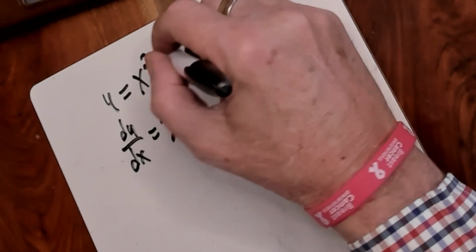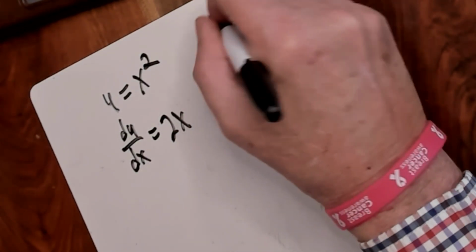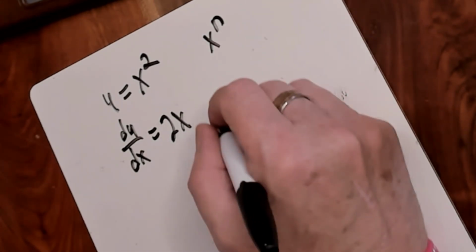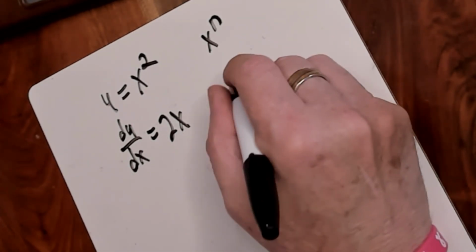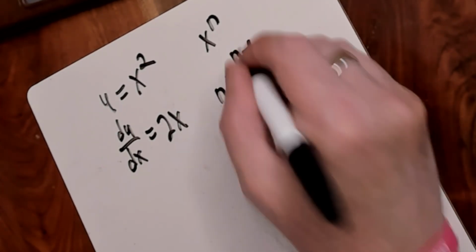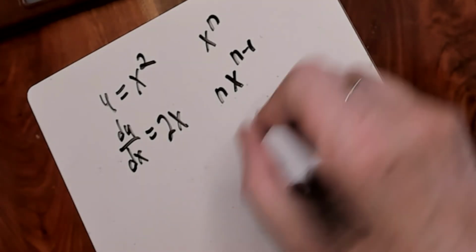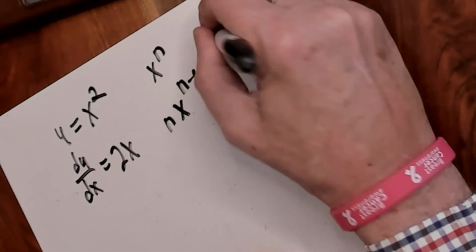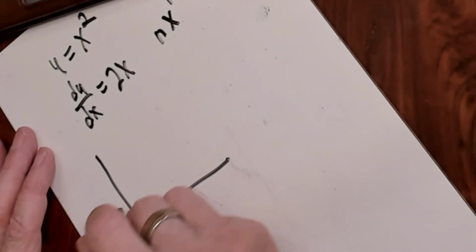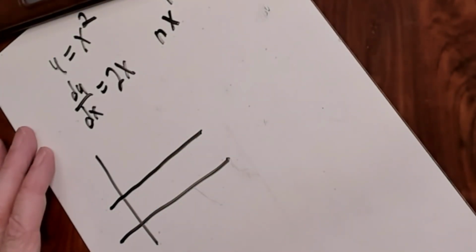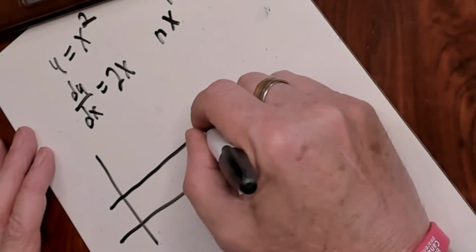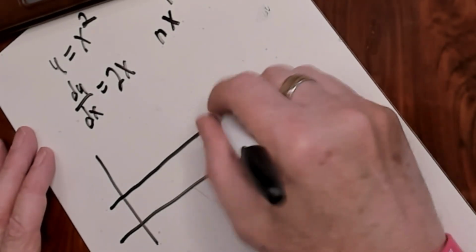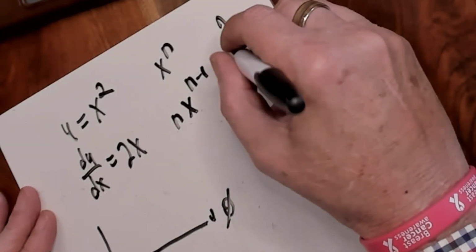Notice that what we did was we took, if this is x to the n, we changed it to nx to the n minus 1. This is called the power rule. Now the only other thing that you need to know about this is if you have a constant, say 2. Recall, if you have a graph here and x equals 2, what's the slope of this line right here? It's 0. So any constant becomes 0.